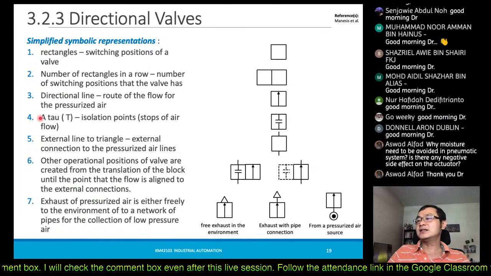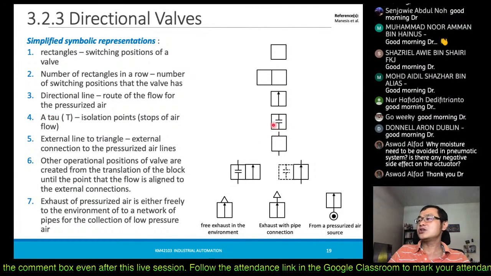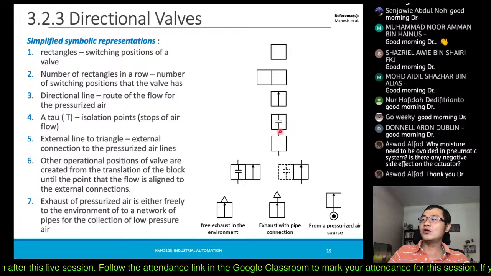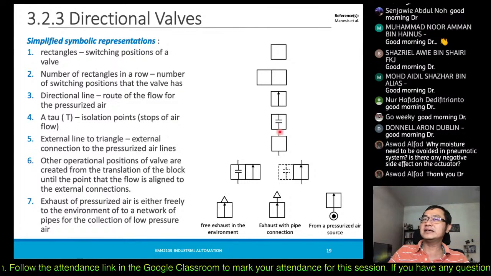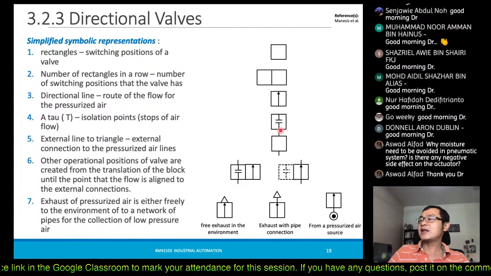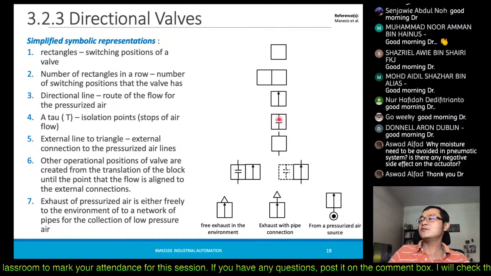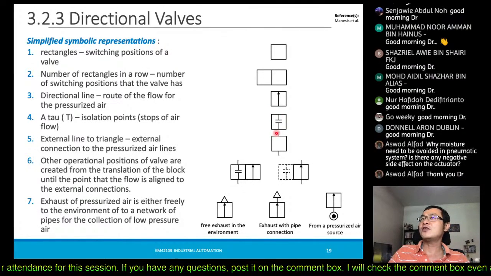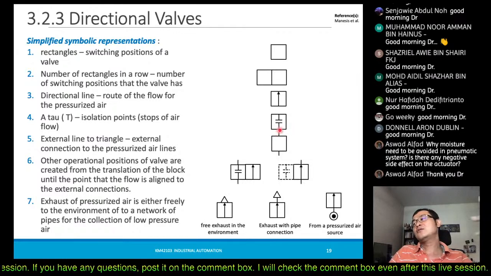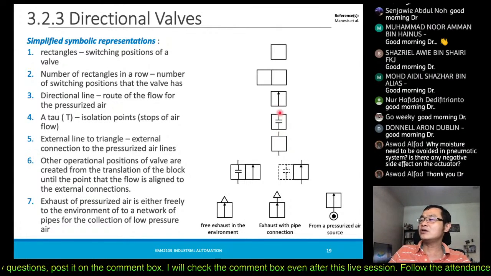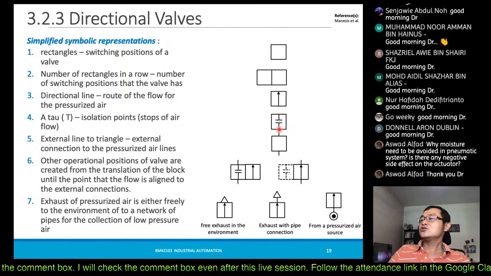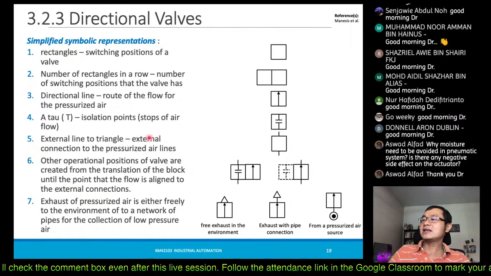Then also we have this T, as the isolation points to stop the flow of the pipe. So if there is 1 in, 1 out, then we may need 2 Ts. If we have only 1 in, no out, then we have only 1 T. So all these points should connect to our external line.